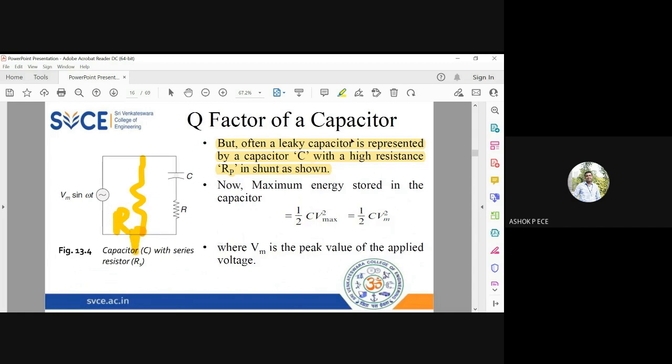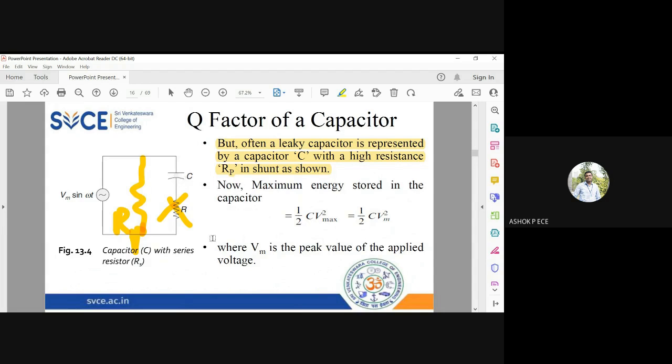So a practical leaky capacitor will not have a series resistance. It will have a shunt resistance RP in parallel to C. That capacitor is called a leaky capacitor. And we are going to derive what is the Q factor of a leaky capacitor. Okay, so now you see the circuit has become parallel RC.